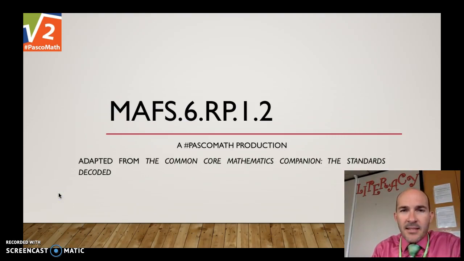Today we're going to look at 6.RP.1.2. We're going to unpack the standard, look at what the teacher should be doing in the classroom, as well as what the things students should be doing, and thinking of some misconceptions and how to address those. So let's get started.